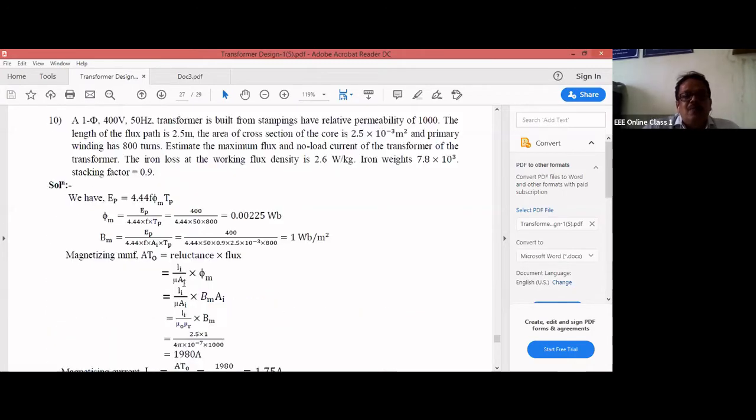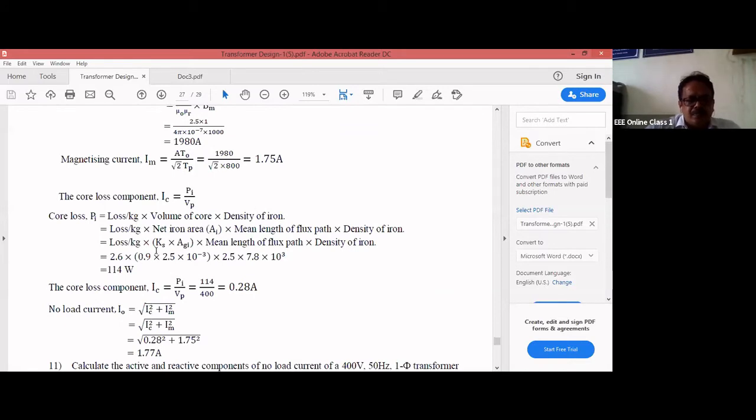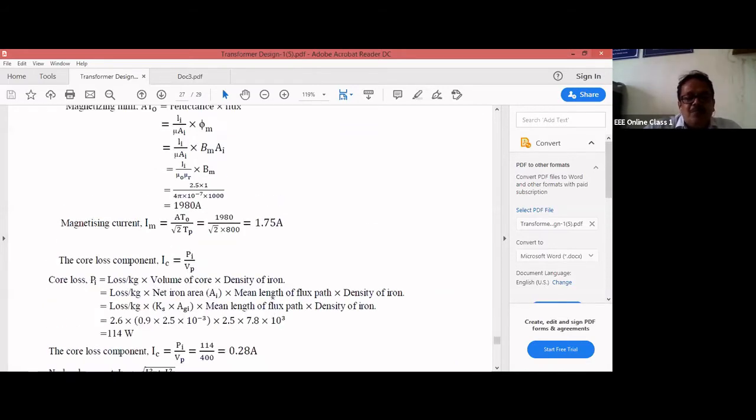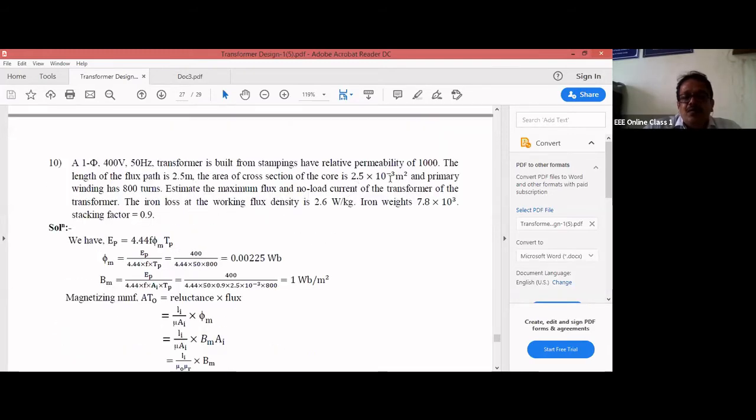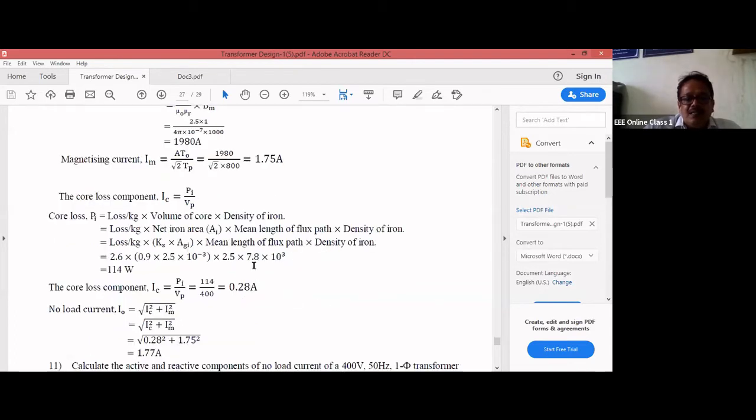Substitute here loss per kg. The problem has given 2.6. Working flux density, iron loss per kg, 2.6 into Ks 0.9 into AGI. AGI is nothing but 2.5 into 10 power minus 3, into mean length of flux path, 2.5 meter, into the density of iron. Density of iron is nothing but 7.8 into 10 power 3. Then you calculate this core loss, what you get, core loss here, 114 watts.